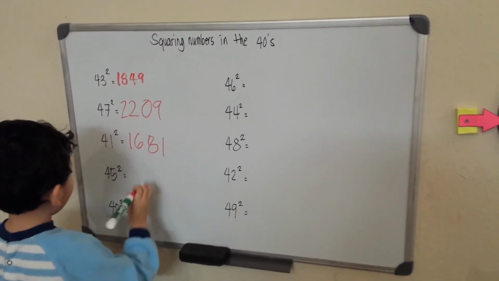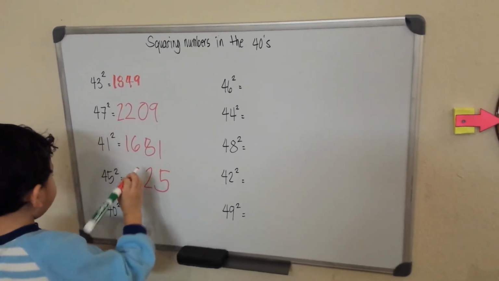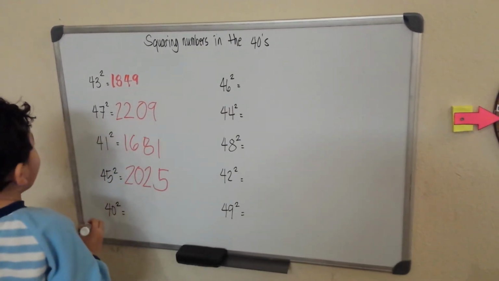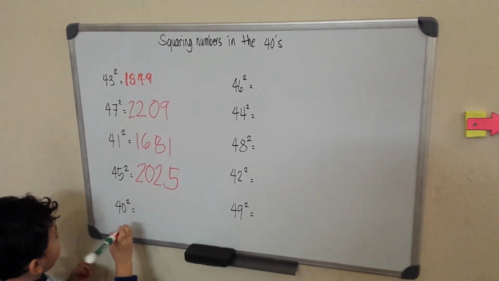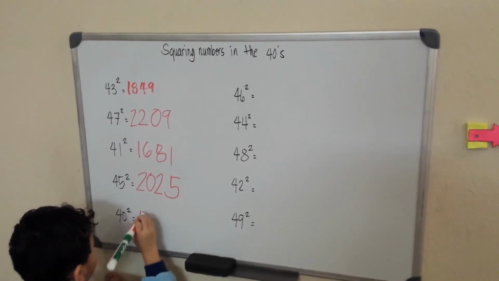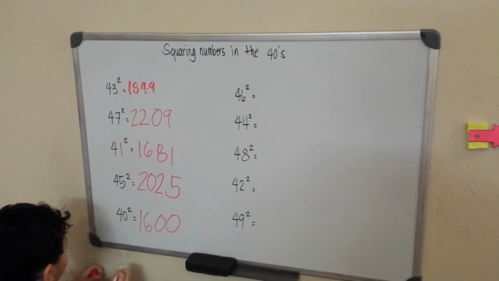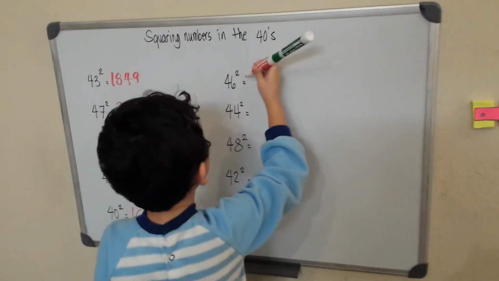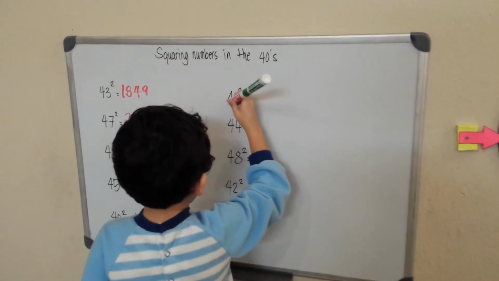We have 45 squared now. This is preferably easy. We have 25 at the end, and we have 4 times 5, which is 20. So 2,025, see? Now we have 40 squared here, which is 16, so 1,600.